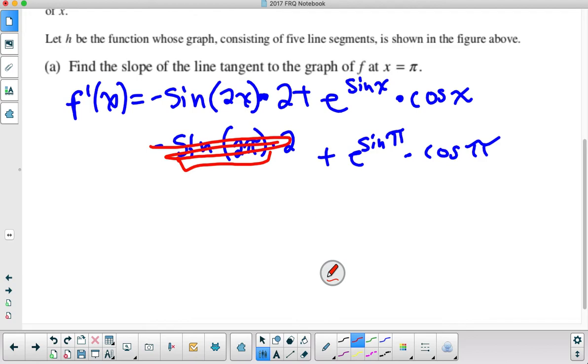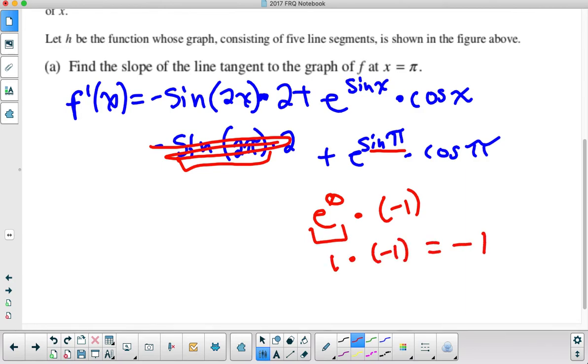Next one, this is e. Again, sine of pi is 0, but the whole thing isn't 0, just the exponent is 0. So e to the 0, which is just 1, times cosine of pi, which is negative 1. So this is 1 times negative 1. Final answer for part A is negative 1. That's coming back later. Part B, that answer right there is coming back, so don't lose it.